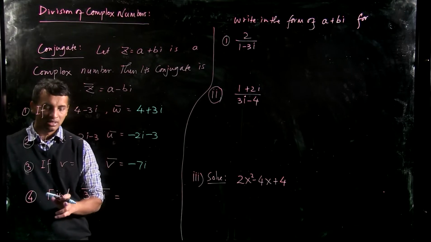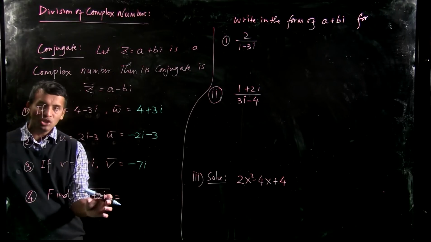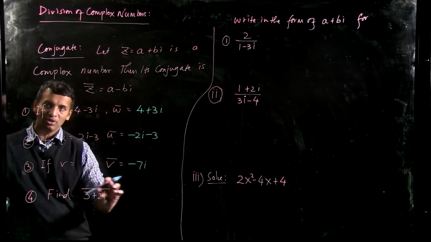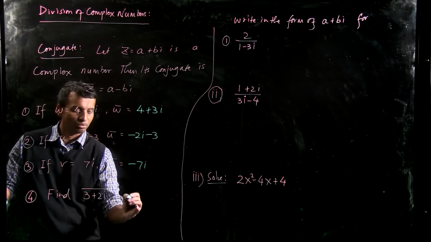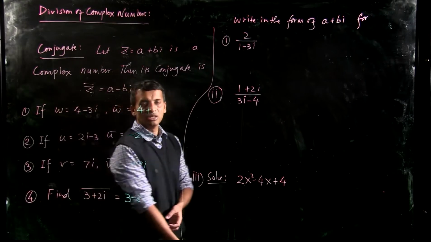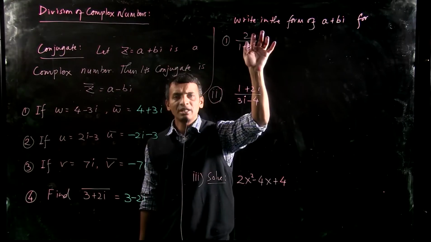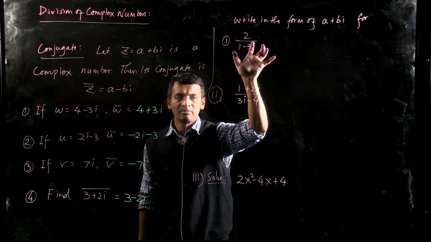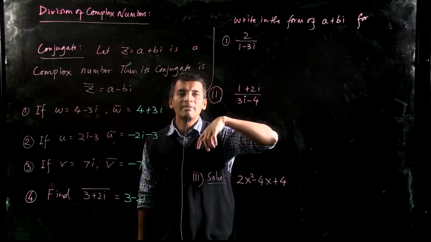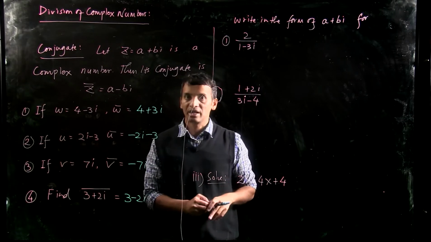of the imaginary part. And last one, number 4, is find the conjugate of 3 plus 2i. The conjugate is basically the bar. Okay, so it will be 3 minus 2i. So this is how we find the conjugate. So why do we need the conjugate? If you are dividing a complex number by another complex number, then we will have to multiply by the conjugate of the denominator. That's how we do it.